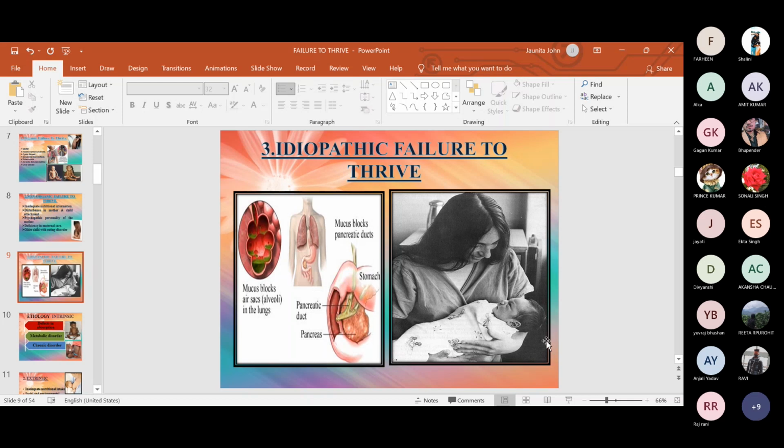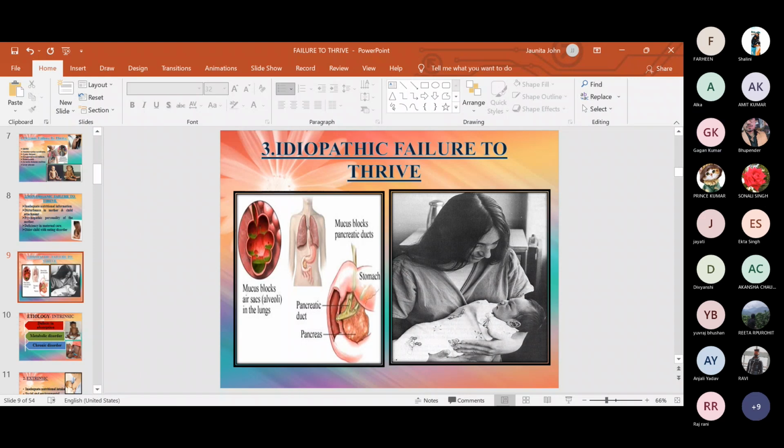Idiopathic means what? Gagan, unknown. Gagan is your name? Where is Gagan? Twice I have taken his name. Yes, ma'am. What do you mean by idiopathic? I don't know, ma'am. Pardon, I can't hear you. I don't know, ma'am. Unknown cause.